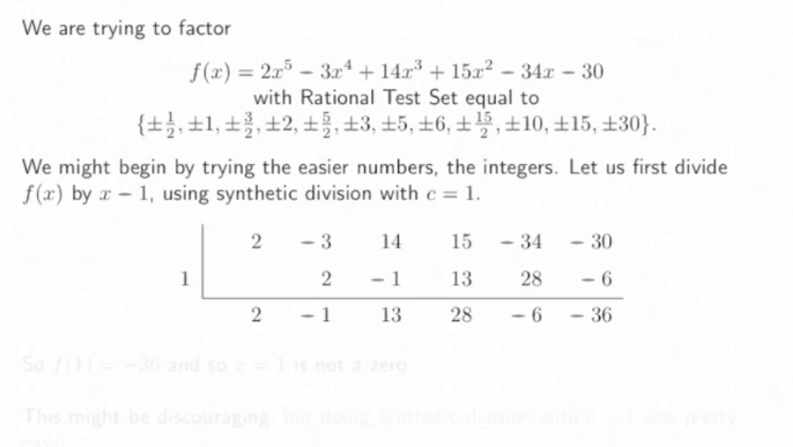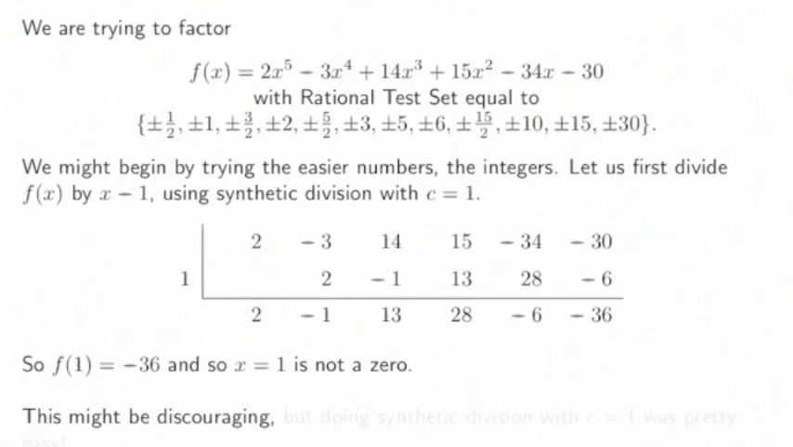And when you plug in a 1, according to the remainder theorem, you get minus 36. So f of 1 is minus 36. So x equals 1 is certainly not a 0. This might be discouraging. There are a lot more things to try. But notice that doing synthetic division with c equals 1 was awfully easy.